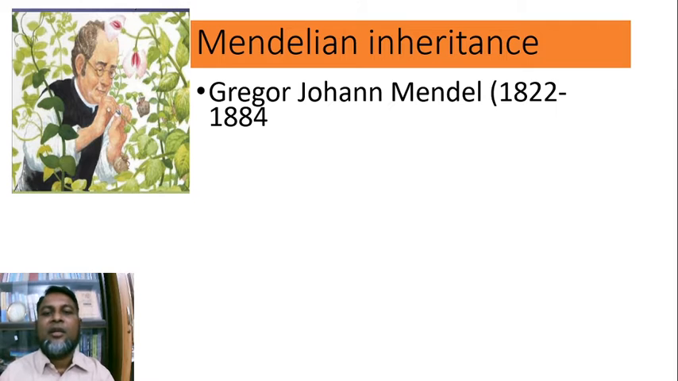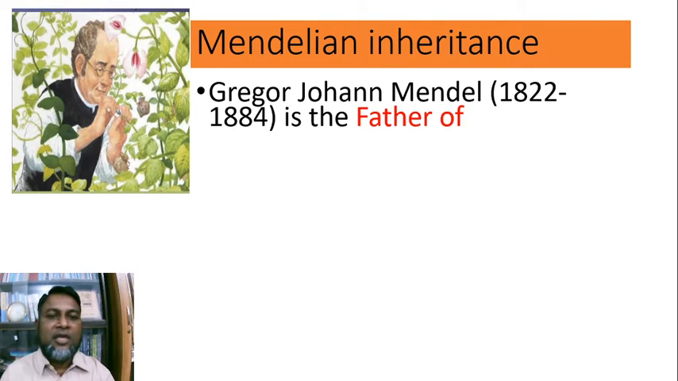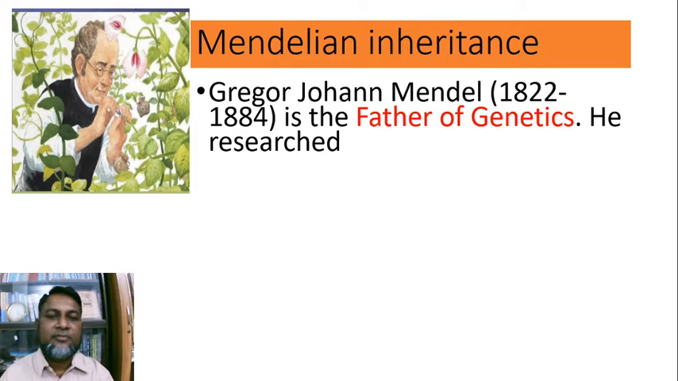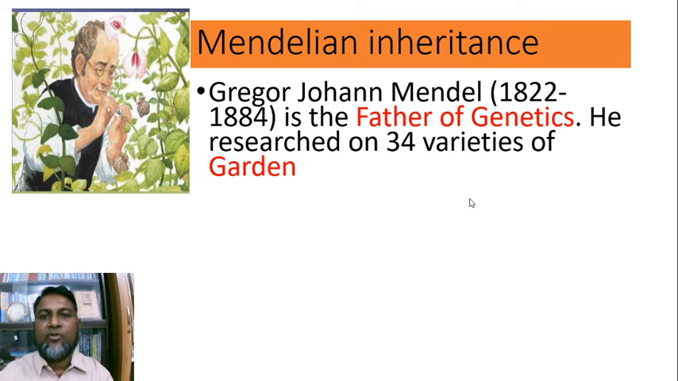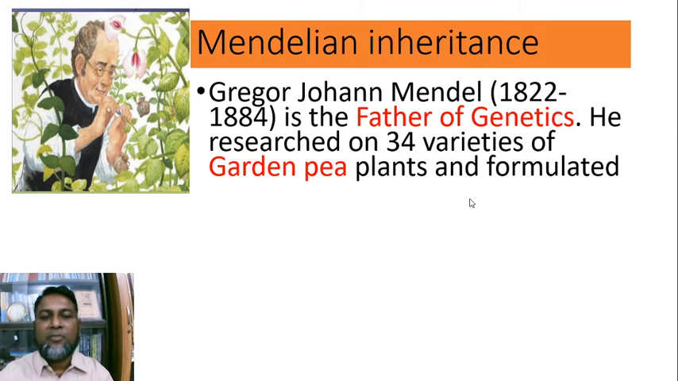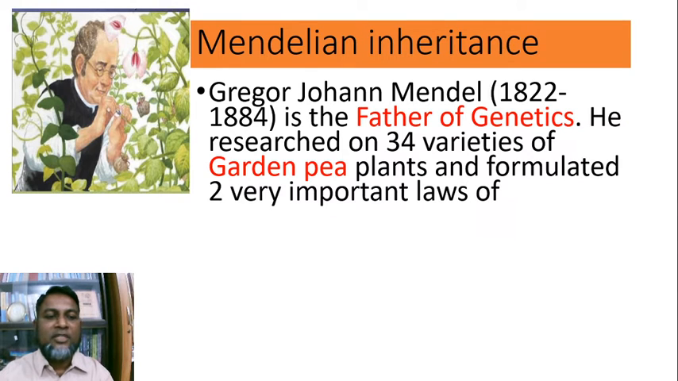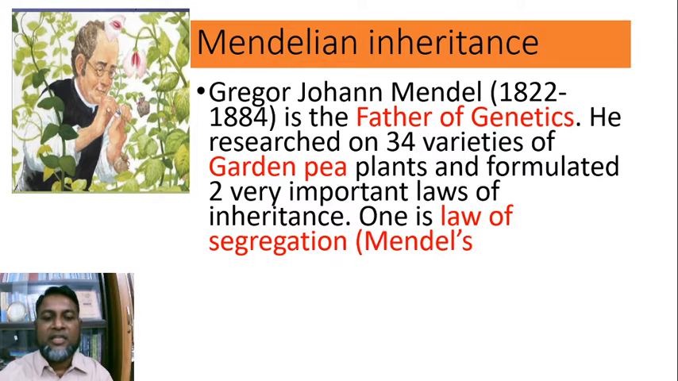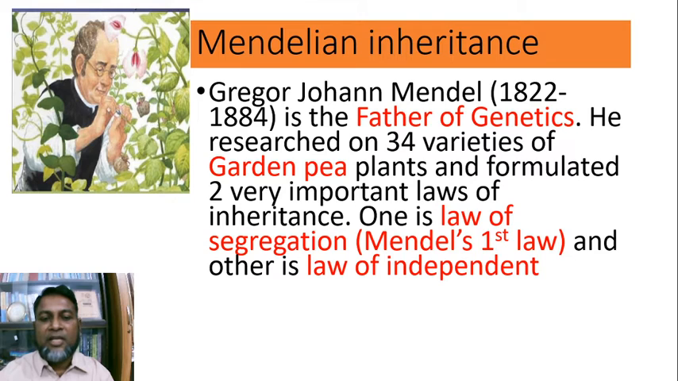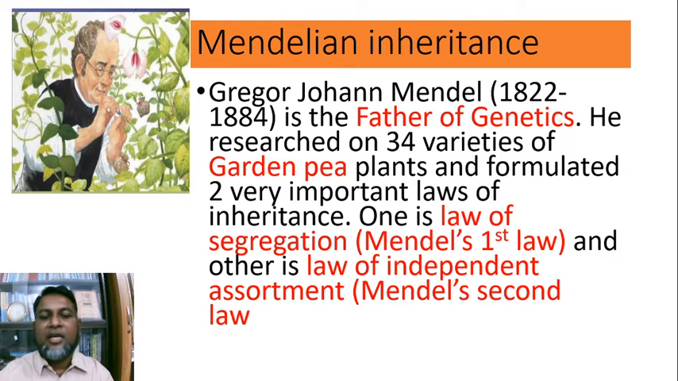Gregor Johann Mendel is the father of genetics. He researched on 34 varieties of garden pea plants and formulated two very important laws of inheritance or genetics. One is the law of segregation, Mendel's first law, and the other is the law of independent assortment, Mendel's second law. Today we discuss Mendel's second law.